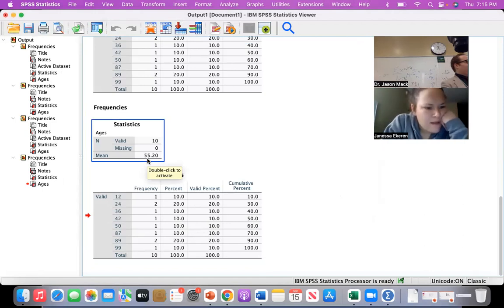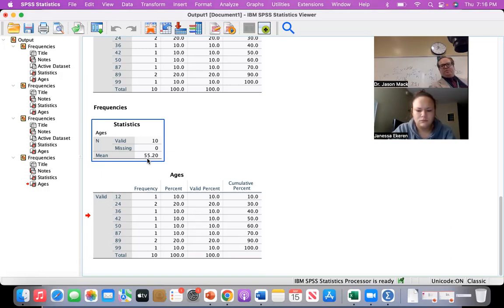Awesome. But is that correct? No, I would never change. If we take the same information and we go into Excel, because maybe SPSS doesn't have it together. Well, let's find out. So what did it say? It said 55.20.